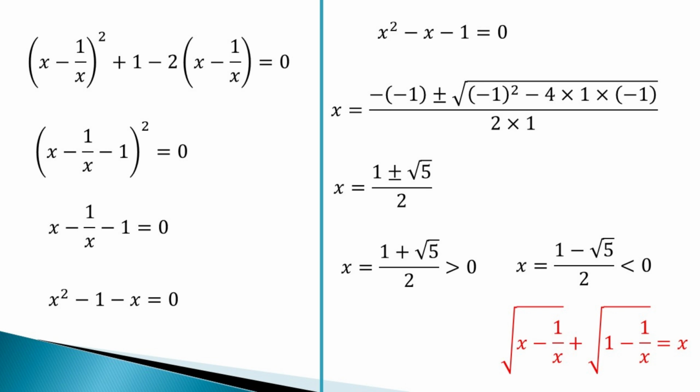Now looking at the original equation, the left hand side is the sum of two square roots, which are supposed to be positive, and the sum of two positive values cannot be equal to a negative value, and hence the second solution with negative sign is omitted, and we have only one solution, which is x equal to 1 plus root 5 by 2. It can be verified, though it is a little bit interesting kind of verification, that this is the solution of the given equation. Thanks for watching.